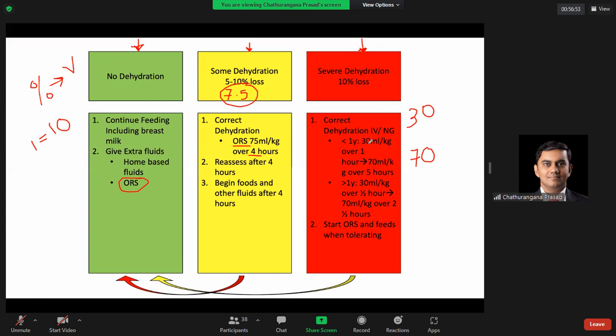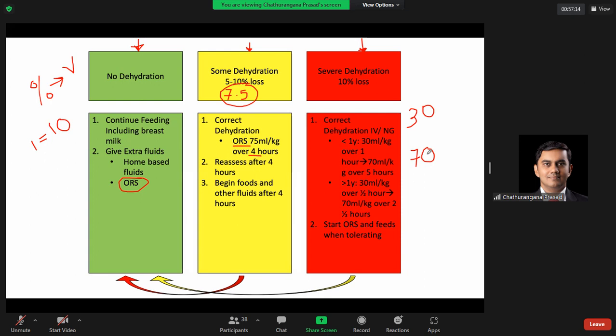In small kids who are less than 1 year, you correct it over 6 hours. So in the first hour, you give 30 ml per kg, whereas the rest of the 5 hours, you give 70 ml per kg. If the child is more than 1 year, of course, you can correct it pretty fast. In the first half an hour, you give 30 ml per kg. The rest of the next 2.5 hours, you give 70 ml per kg.